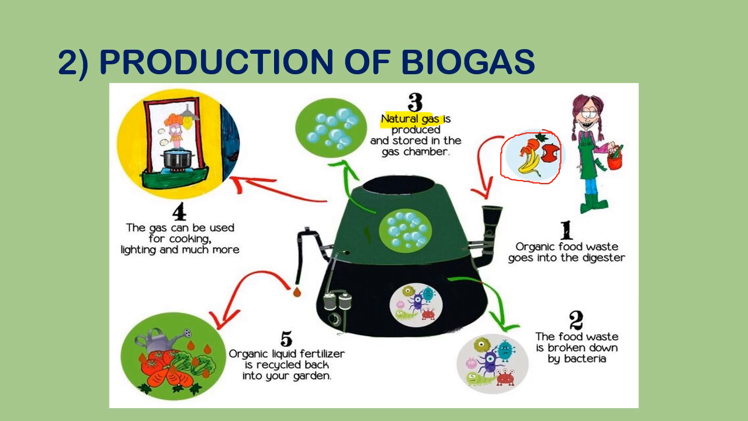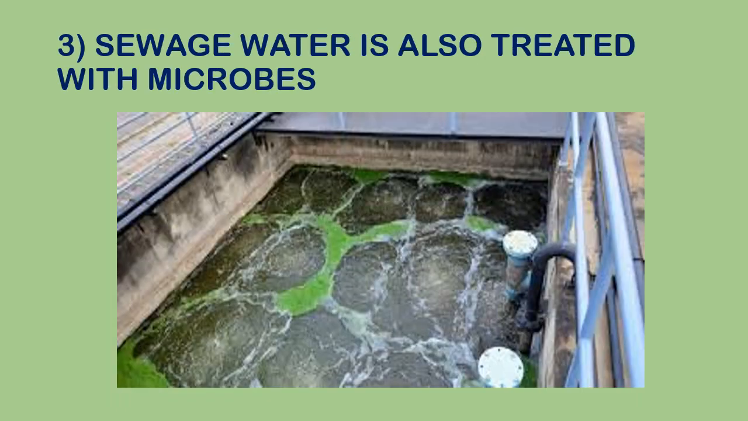This natural gas is stored here in this compartment, and then if you see here, it is used for cooking purposes. And whatever leftover liquid waste remains after the production of gas is used in the garden as fertilizer. So you see how microorganisms are useful in the production of biogas.